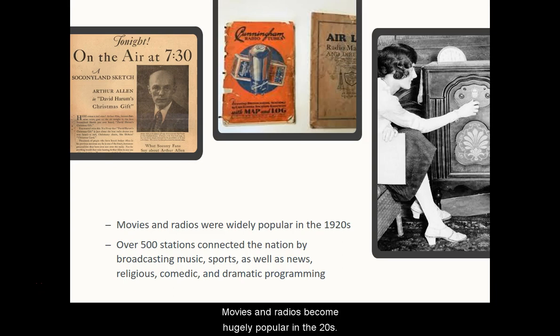Movies and radios become hugely popular in the 20s, and over 500 radio stations really connect the nation because they're broadcasting music, sports, news, religious sermons, comedies, dramatic programming. This really is the precursor to television that comes several decades later. Basically, all of our shows that we see on TV, the idea begins in radio.